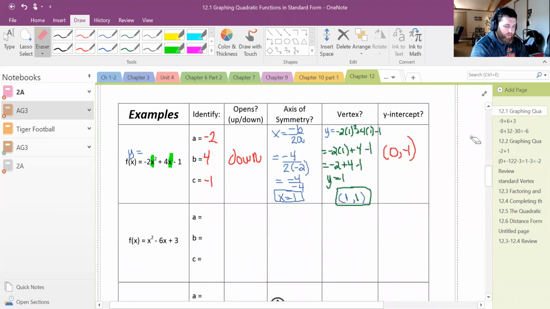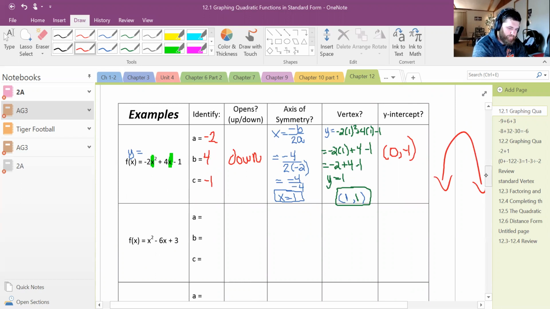The first thing you want to do is label your A, B, and C. Remember, A is from the x squared, B is in front of just a single x, and C is your constant with no variable on it. Is it positive or negative? It's negative, right? So it opens down. Okay, so it looks like this.